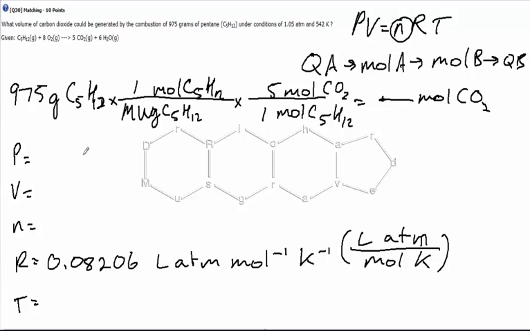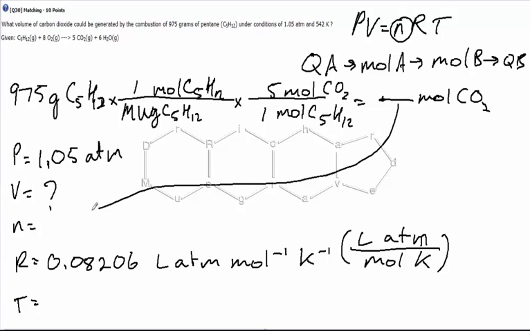Alright, so pressure is given as 1.05 atmospheres. Volume, that's what we're looking for. N, we get that from up here, it'll be a certain number of moles. Temperature, 542 K. Okay, so PV equals nRT, so we know that V will equal nRT over P.